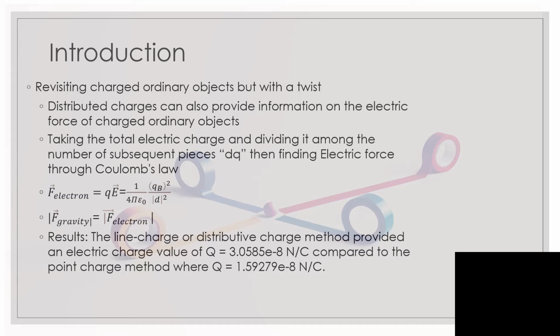For this lab, we were required to approximate our final charge for the line charges by how close we could get our electric force magnitude to the gravitational force, as both are equal and opposite amounts that cancel out and allow for tape B to levitate above tape A. The final approximate electric charge of the top tape was 3.0585 times 10 to the negative 8 newtons per coulomb, which is 1.92 times larger than our point charge electric charge, which was 1.59279 times 10 to the negative 8 newtons per coulomb.